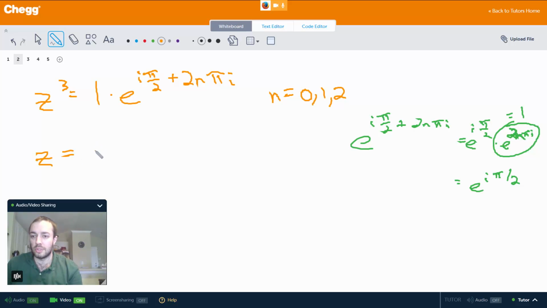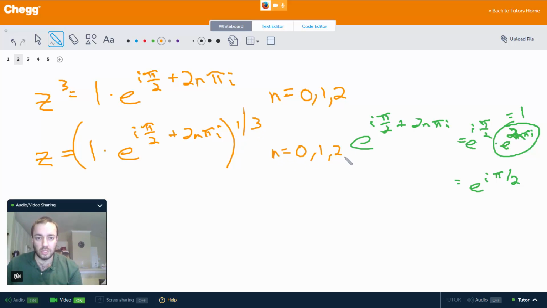So when we take the cube root of both sides, we get z equals 1 times e to the i(pi over 2 plus 2n pi i), this entire thing raised to the 1/3 power, where n still ranges from 0 to 1 to 2. Okay, so we want to find all 3 solutions of this equation, and unless we add this 2n pi i, we're going to miss them. So that's why we add this 2n pi i here, so that we are actually able to find all 3 solutions. So let's go ahead and simplify this a little more.